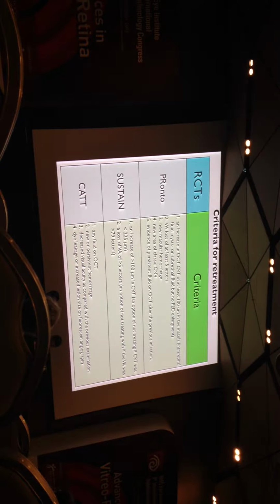So these are the criteria for retreatment. We start with the PRONTO for the first year, and you see that there is an increase in OCT central retinal thickness of at least 100 microns, visual acuity loss of at least 5 letters, new macular hemorrhage, new area of classic CNV, and evidence of persistent fluid on OCT after the previous injection.